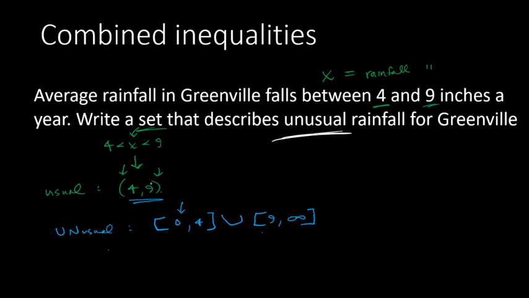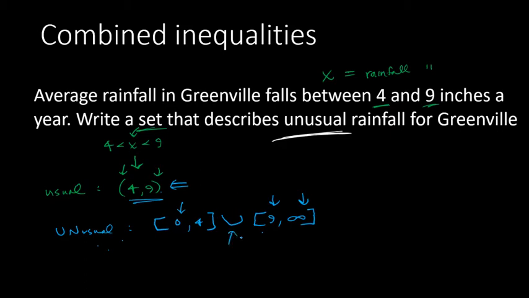So this is our usual amount of rainfall. It would fall within this set between 4 and 9. So our unusual rainfall is anything that falls outside of that set. So it would be unusual for them to receive 0 inches or up to 4 inches of rainfall, and including 4 inches of rainfall. That would be unusual. And it would be unusual for them to receive 9 inches of rainfall and anything above it. All right, so anything outside their normal range is our set.